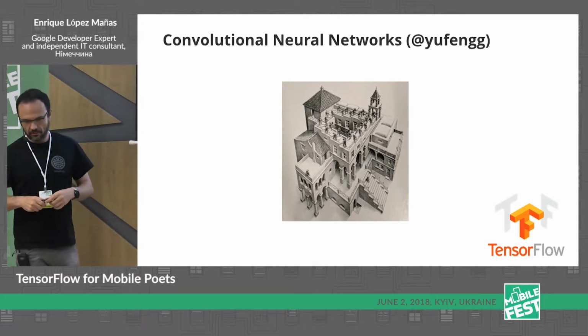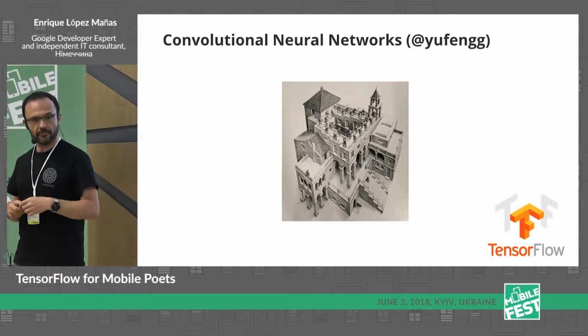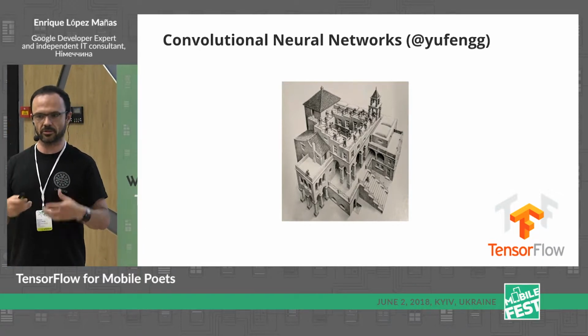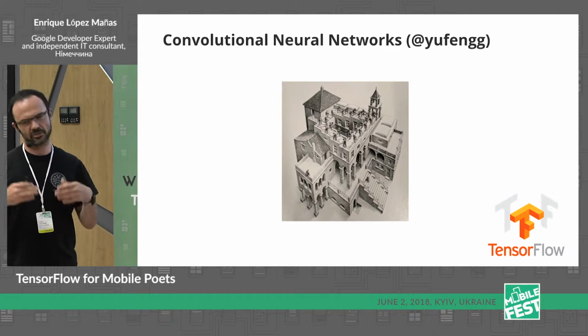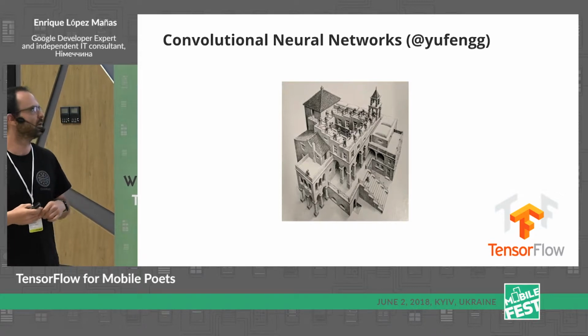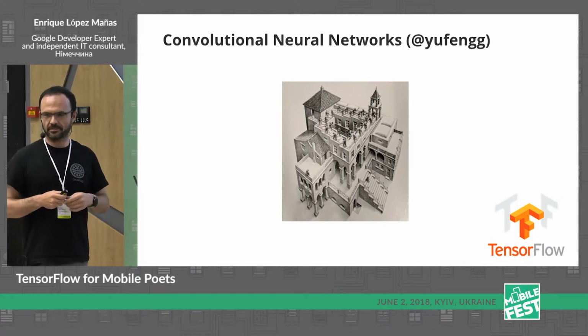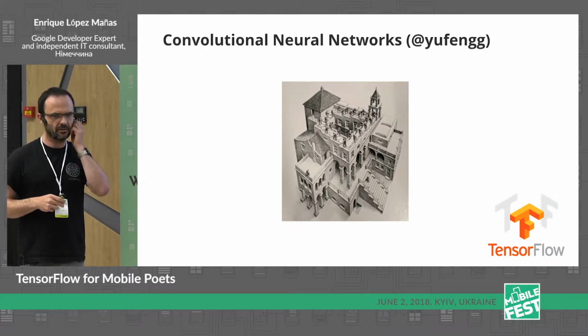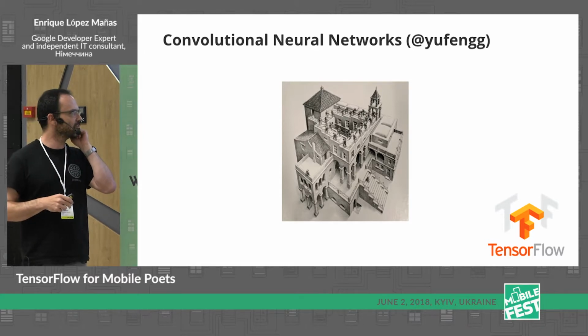Now, I want to show you, very shortly, how a convolutional neural network works. Those are the neural networks used by TensorFlow, just so you understand them conceptually. Do you know this painter? It's called Escher. I don't know, the name sounds German, so probably German or Austrian.